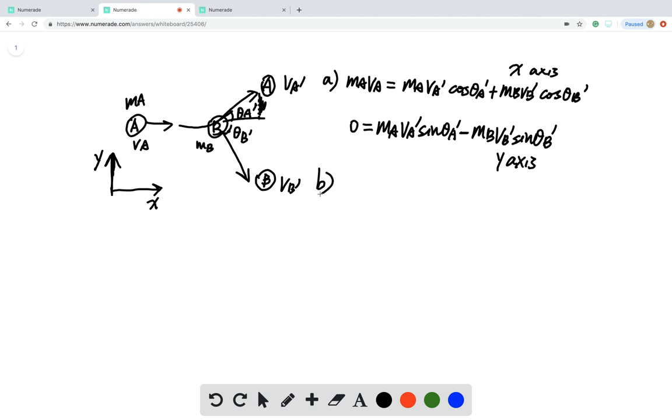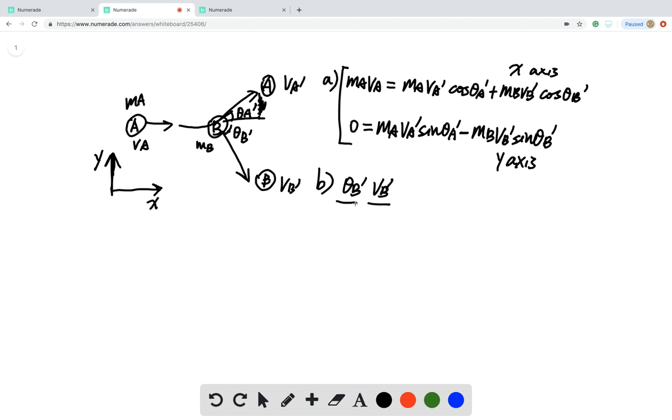Great. So these two are the conservation laws of momentum in the x-axis and y-axis. For part B, it asks us to actually solve for theta B prime and VB prime. And it asks us to not assume that it's an elastic collision. So we cannot use anything about kinetic energy. All we have are these two conservation of momentum equations. Let's see whether we got all we need. We have two equations, and we already know MA, VA prime, and theta A prime. So the only two unknowns are VB prime and theta B prime. So we have two equations and two unknowns, and that's enough for us to find what we want.